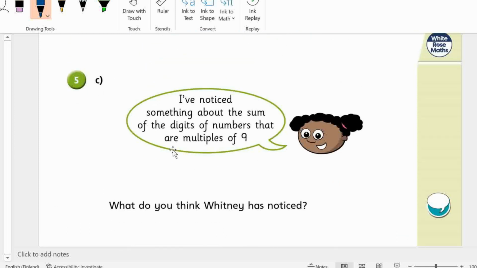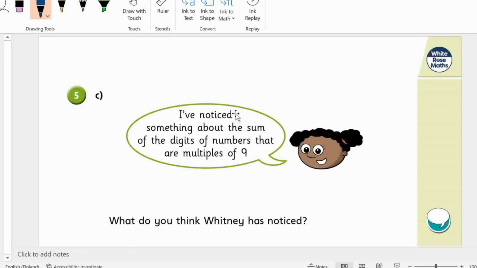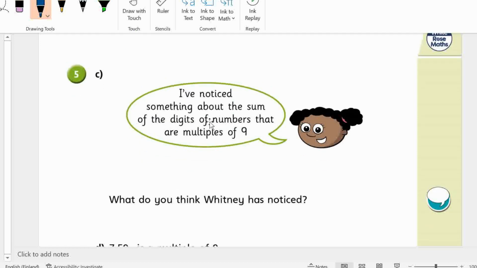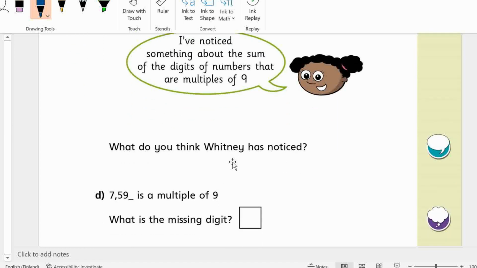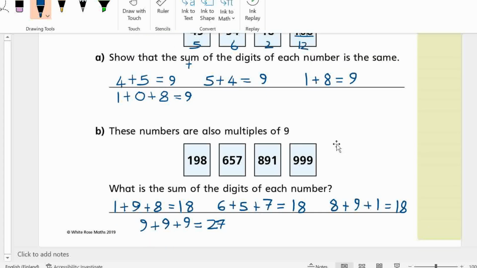Okay. So this girl is saying, I've noticed something about the sum of the digits of numbers that are multiples of 9. What do you think Whitney has noticed? So I think that's going on from the previous question here. What did you notice about the results? So we got 9 here, we got 18 here, and we got 27 here. What do you notice about those results? Is there something special?